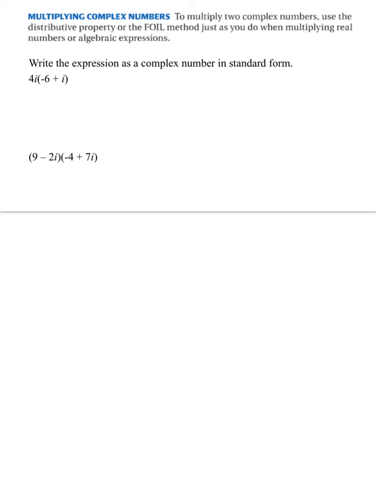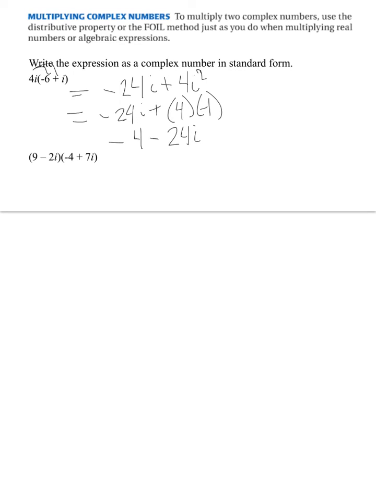And we do multiplication the same way as we would FOIL, like a quadratic or something like that. So I'm going to distribute. So then I would have negative 24i plus 4i squared. But this isn't simplified, so I need to make sure that I write this as negative 24i plus 4 times negative 1, because i squared was negative 1. And so now this becomes negative 4 minus 24i, because in standard form our real part has to come first and then the imaginary part.